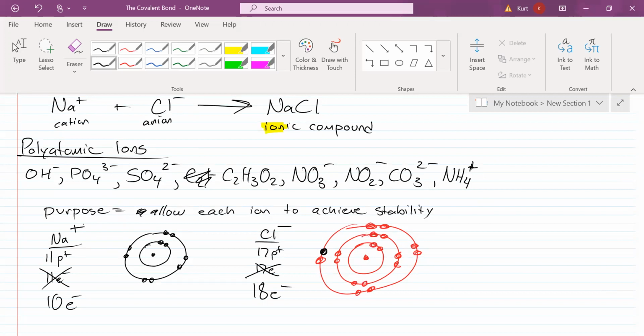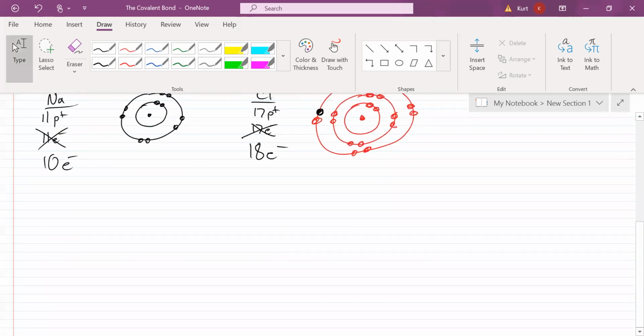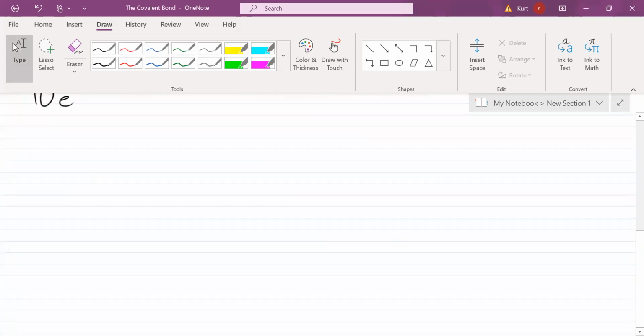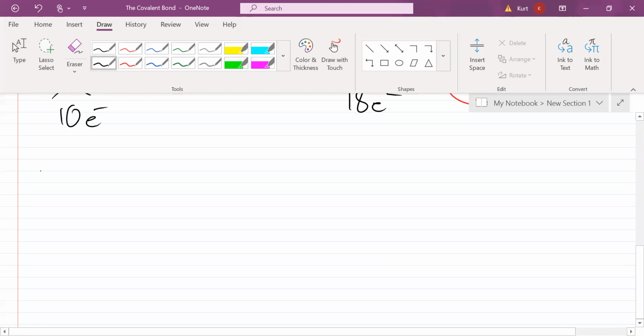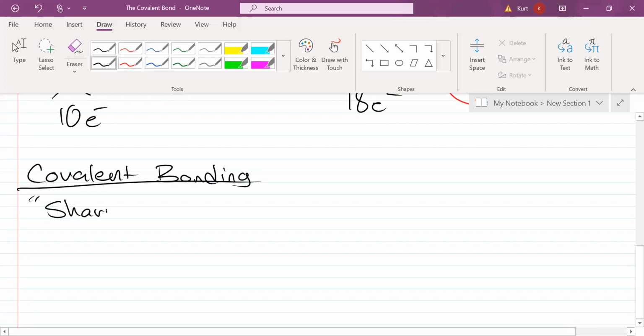The whole purpose is to achieve stability. But there's more than one way to achieve stability. And that is what we're going to get into today. We're going to talk about molecules and covalent bonds. So I want to start off by a little rhyme. It says, sharing is caring.